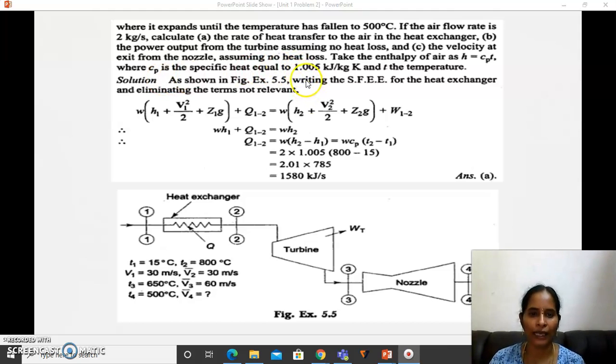Okay, so here you can see this line diagram of the various equipment present. First the fluid is passed through the heat exchanger, and again it reaches the turbine. From that it goes to a nozzle. So the purpose of each device should be known to you, and the temperatures and other various conditions have been given.